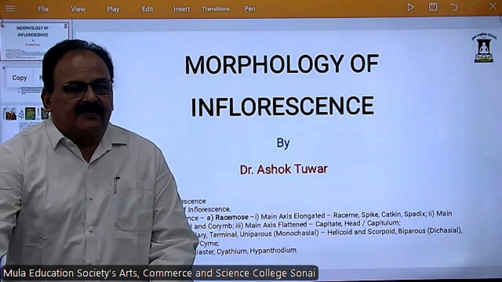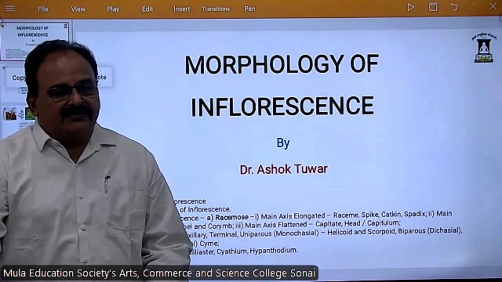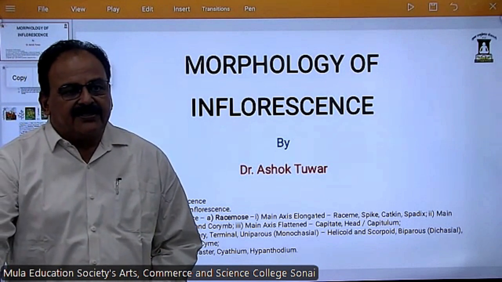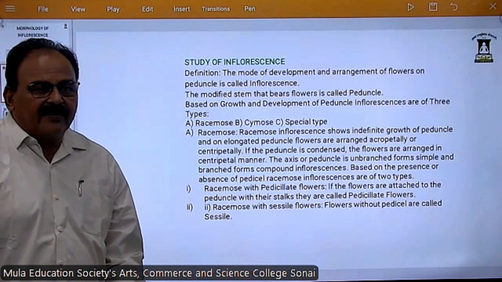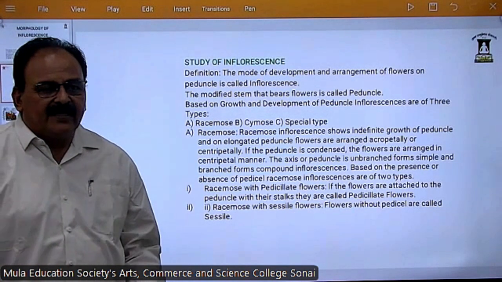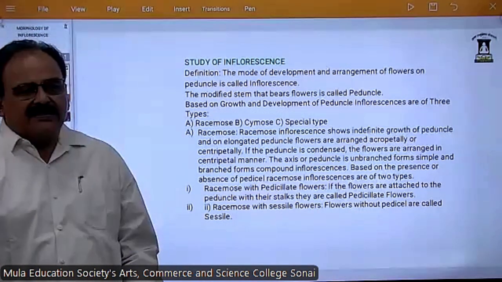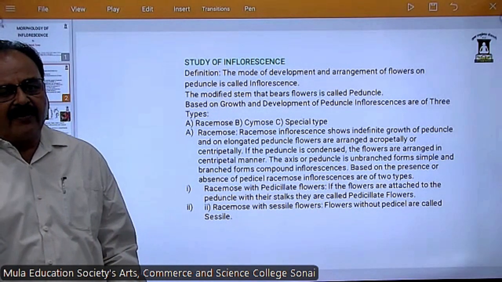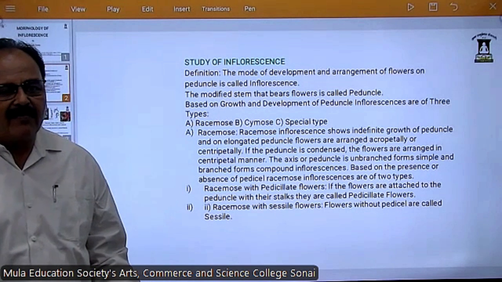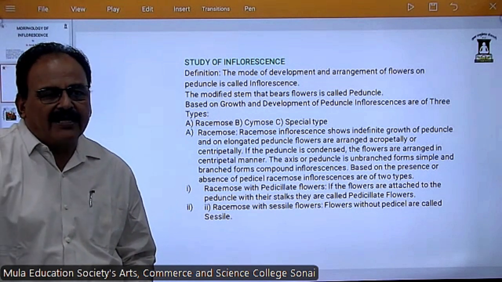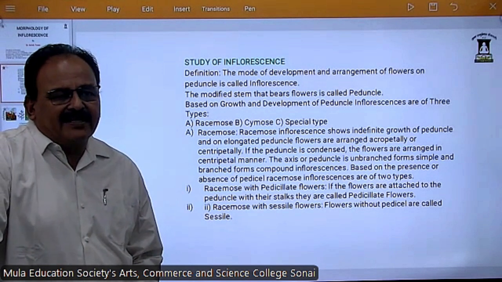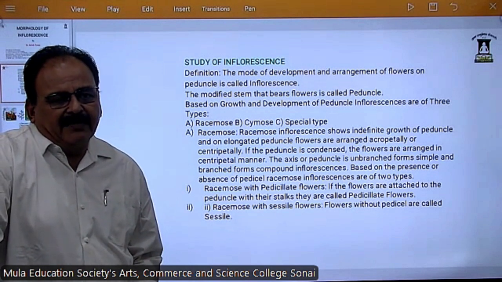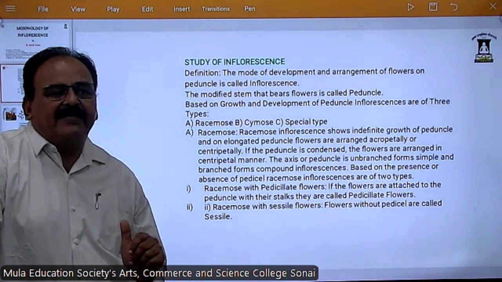Today, we're going to be discussing the morphology of inflorescence. The study of inflorescence: the definition is, the mode of development and arrangement of flowers on the peduncle is called inflorescence. Peduncle is nothing but the modified stem which bears the flower.